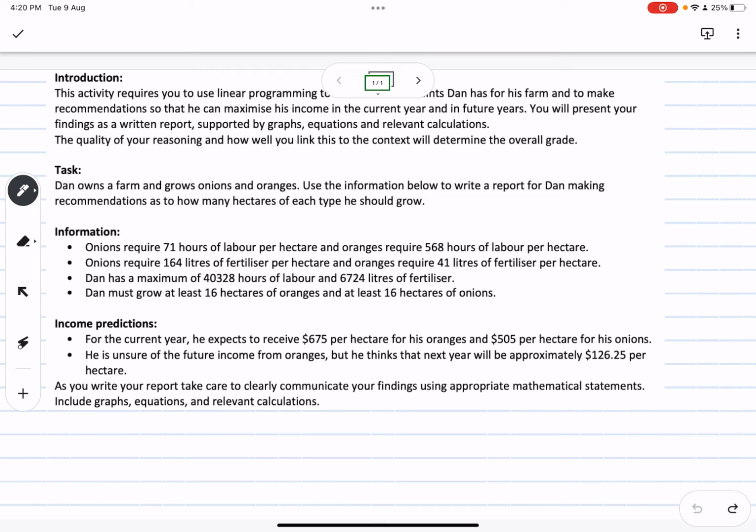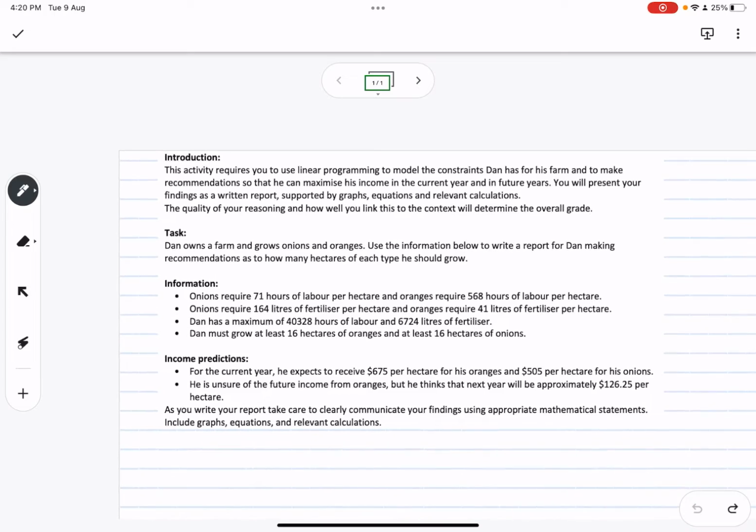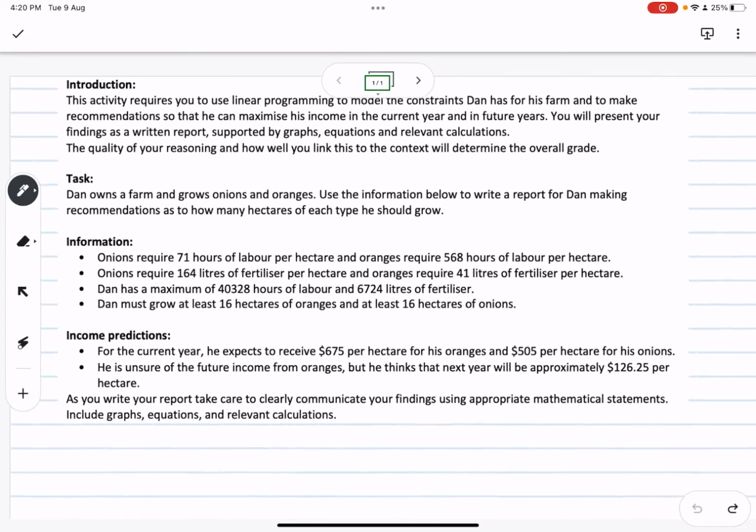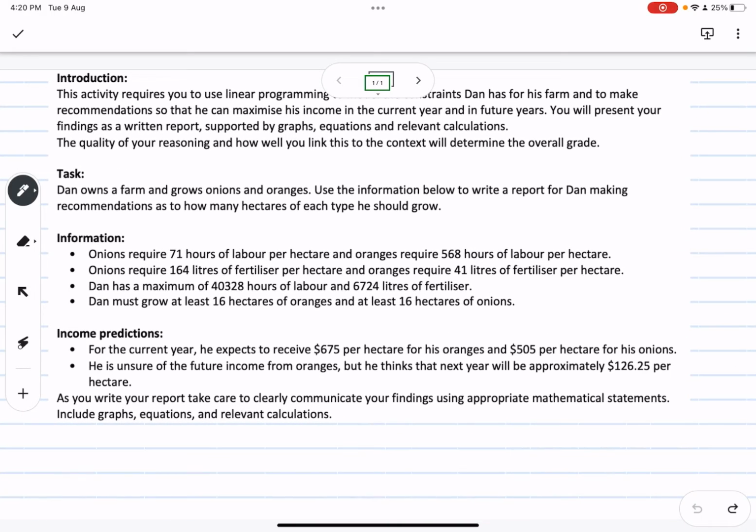This activity requires you to use linear programming to model the constraints Dan has for his farm, to make recommendations so that he can maximize his income in the current year and in future years. You'll present your findings as a written report supported by graphs, equations, and relevant calculations. The quality of your reasoning and how well you link this to the context will determine your overall grade. So, Dan owns a farm and grows onions and oranges.